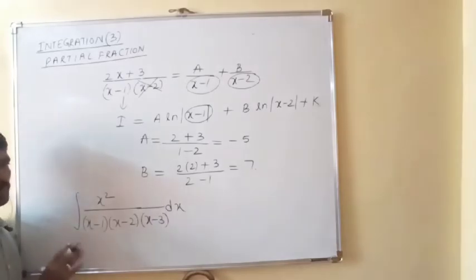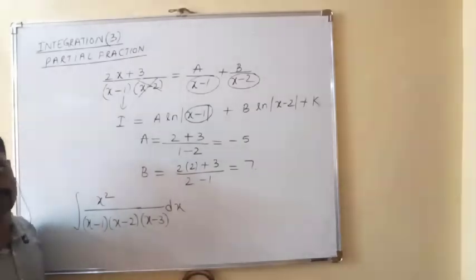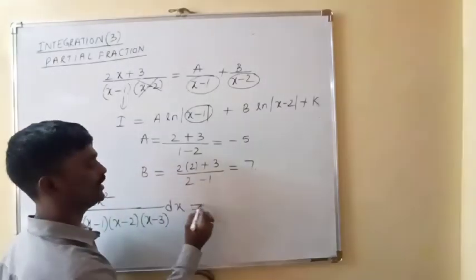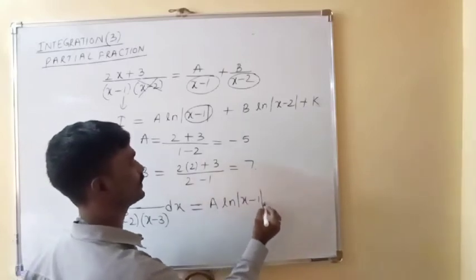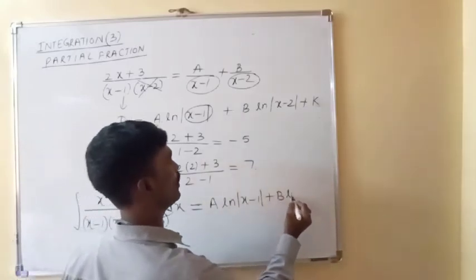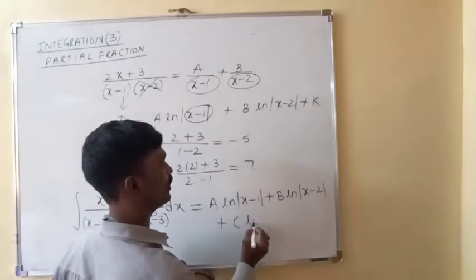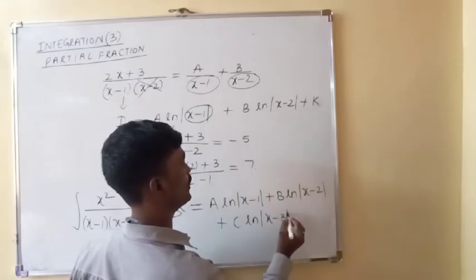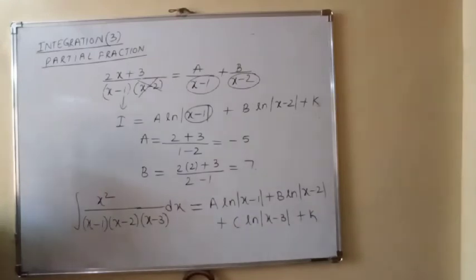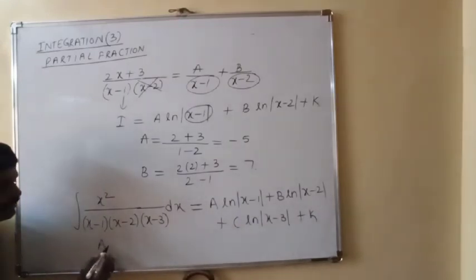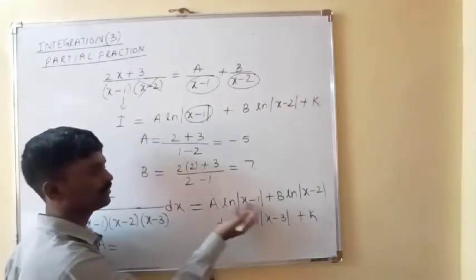Okay. Then partial fractions in the form of a by x minus 1 plus b by x minus 2 plus c by x minus 3. So then integral of a by x minus 1, what will you get? A into log of mod x minus 1 plus b into log of mod x minus 2 plus c into log of mod x minus 3 plus some constant k. Then how to find a value? So a upon what have we taken? x minus 1 only, then only we will get a into ln of mod x minus 1.